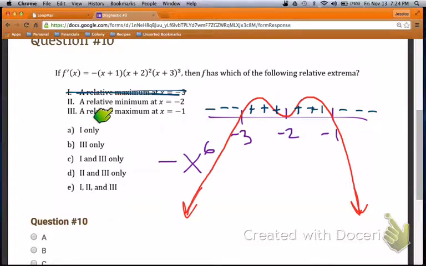The next one, a relative minimum at x equals negative 2. Well, negative 2 is not a minimum or a maximum, and that's because it goes from positive to positive, so the original function is going from increasing to increasing, which means this is neither a maximum nor a minimum. And the last one, a relative maximum at x equals negative 1. Well, this one's going from positive to negative, so yes, that is in fact a maximum. From positive to negative would be a maximum, so the third one is true. So the answer choice is 3 only, which is B.